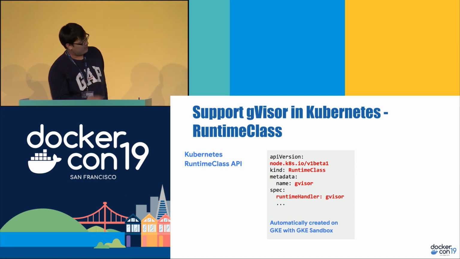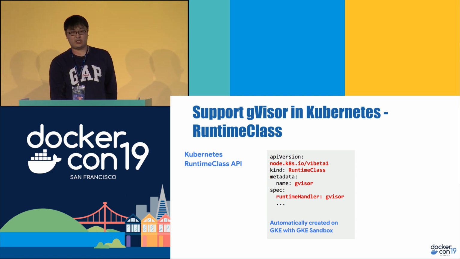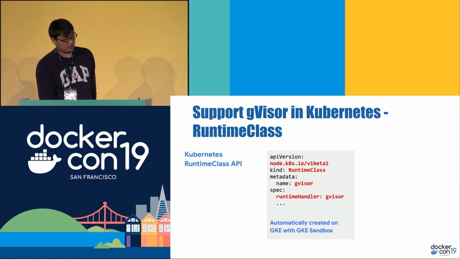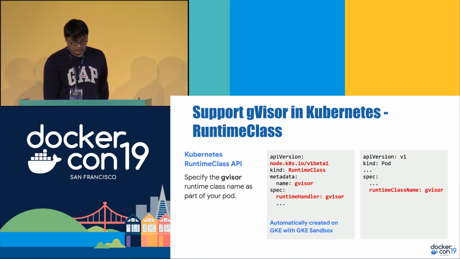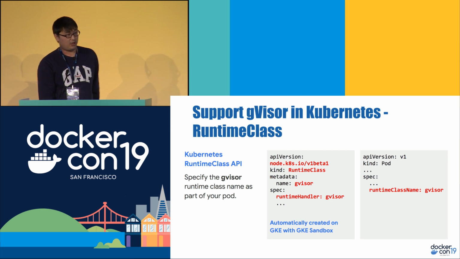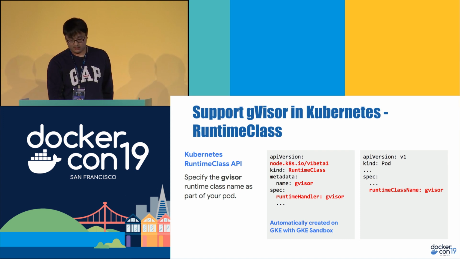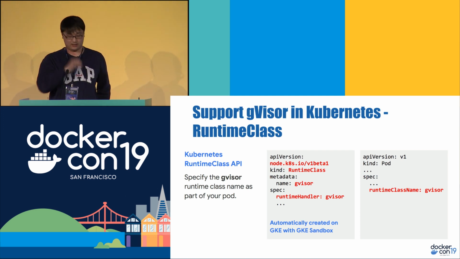And for gVisor, it will be something like this. And if you use GKE Sandbox, it will be automatically installed in your cluster. And then after that, when you run a pod, you can say, please use the gVisor RuntimeClass to run my pod. And then that's it. From the Kubernetes API perspective, that's it.